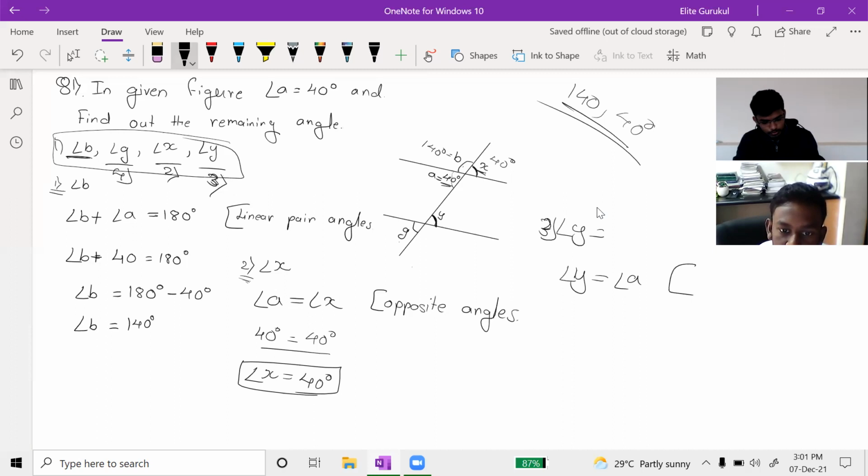How? Which property? Opposite degree. So, angle A is here, opposite, na? Angle A is here and angle Y is here. Opposite angle, no opposite angle. Opposite angle we can't use here.